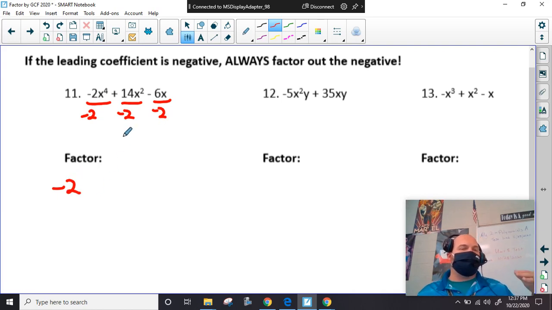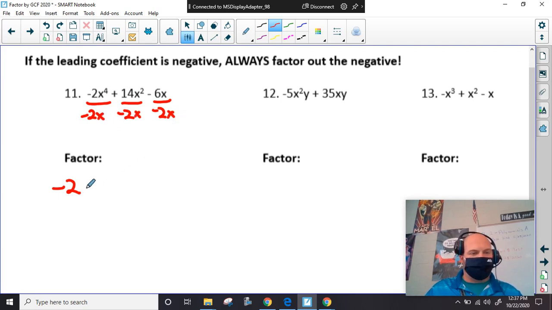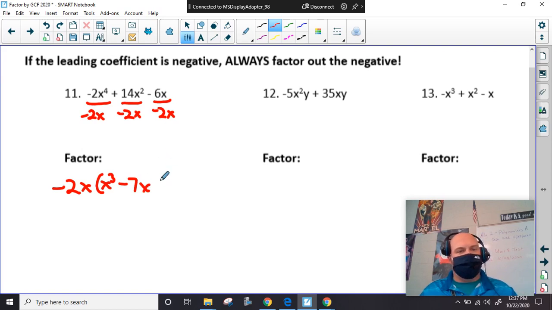All right, what's the smallest power of x? Yeah, just x. Okay. Negative 2's canceled, so I have x to the third. Positive 14 divided by negative 2 is negative 7x and plus 3.